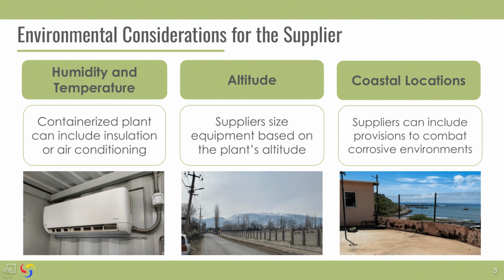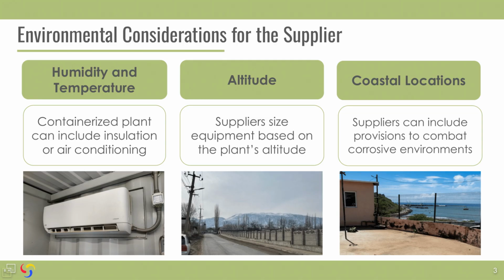When providing a containerized PSA plant, a supplier may include air conditioning, heating, insulation, or other methods of temperature control to ensure their system can function in all seasonal conditions. In the case of non-containerized plants, suppliers should advise on the ventilation and temperature requirements for the space to ensure the equipment is able to operate as intended. This may require passive ventilation or active cooling.